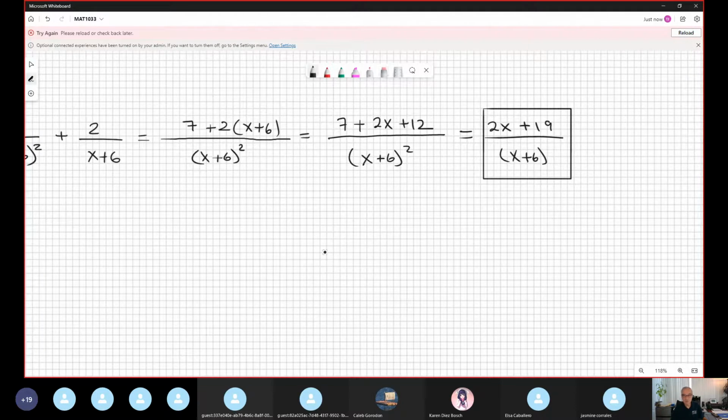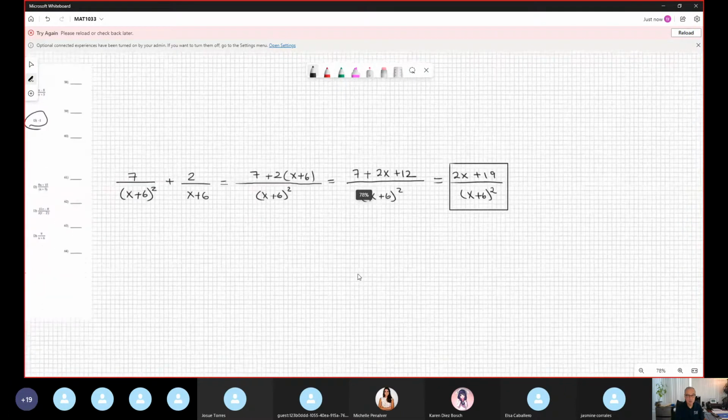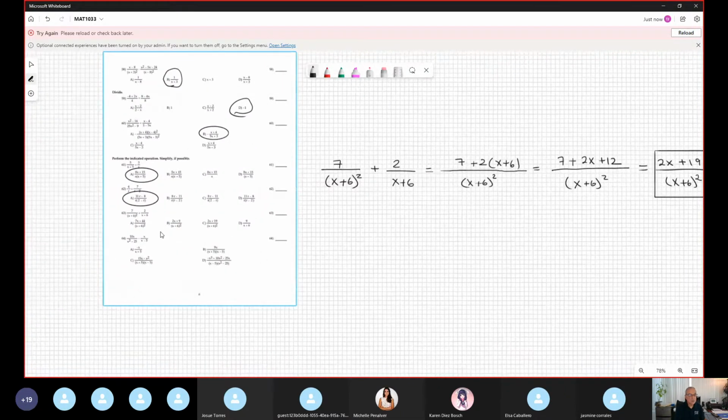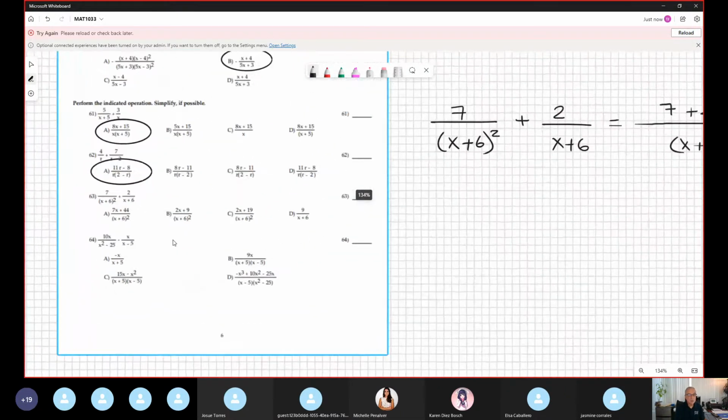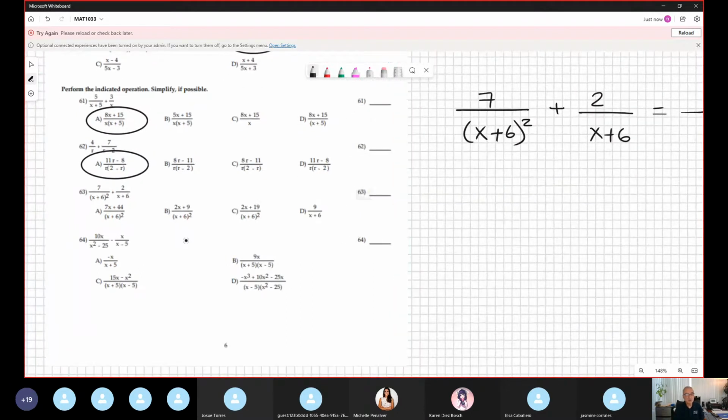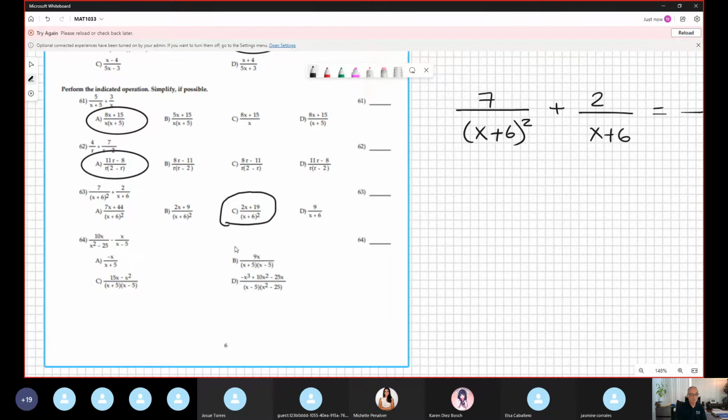A square. A square. Let me check it. 2x plus 19. 2x plus 19. 2x plus 19. Look at that. Is this the answer? Okay.